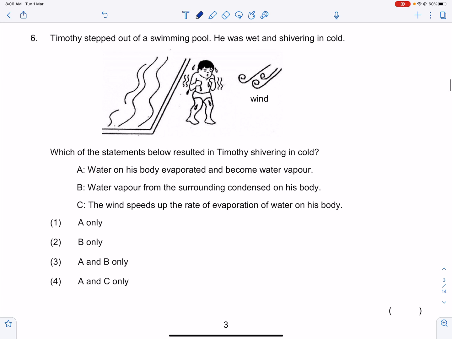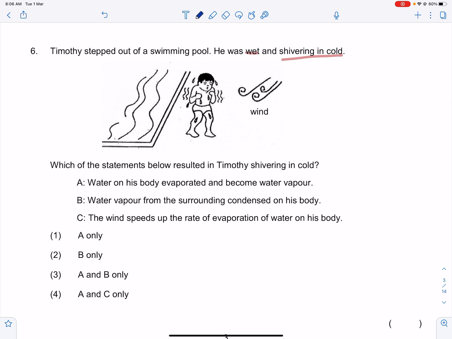6. Timothy stepped out of a pool. He was wet and shivering in cold. Okay, which of the statements below resulted in Timothy shivering in cold? Okay, A, water on his body evaporated and became water vapor.